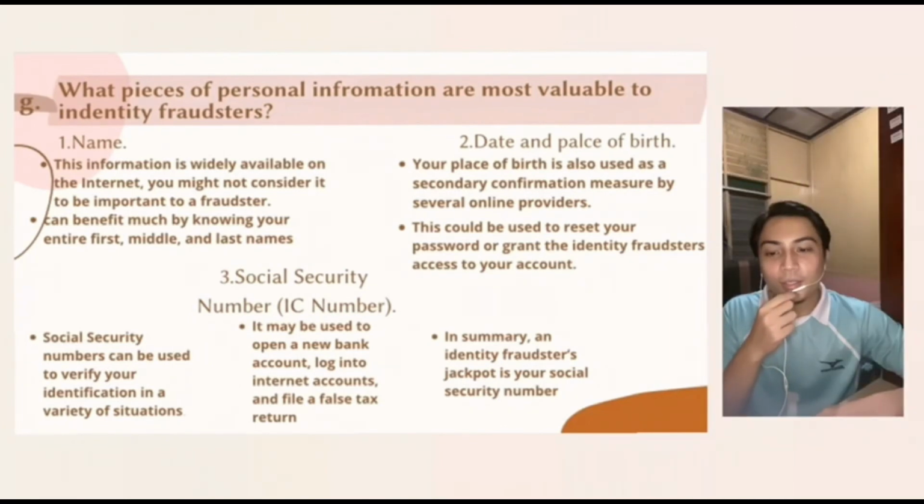The third one is social security number or IC number. A social security number can be used to verify your identification in a variety of situations. It may be used to open a new bank account, log into an internet account, and file a false tax return. In summary, an identity fraudster's jackpot is your social security number or IC. It's also easy for them to get the additional information they need to steal your identity once they have this number.